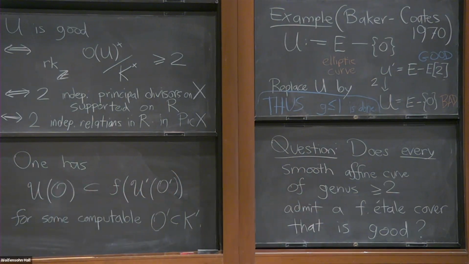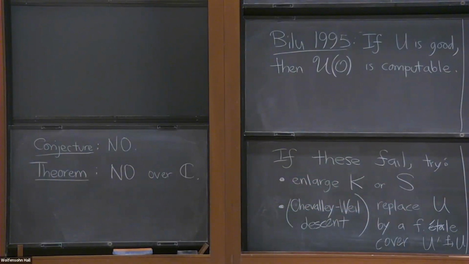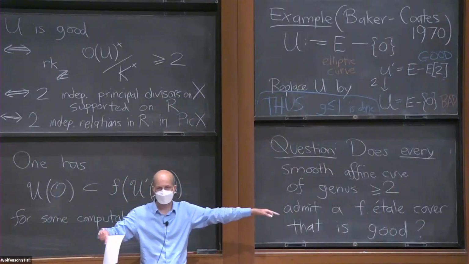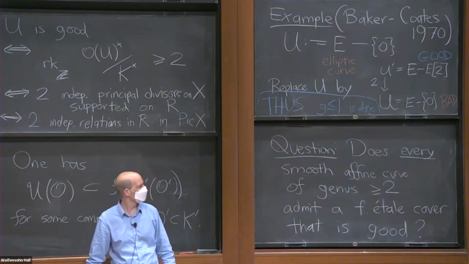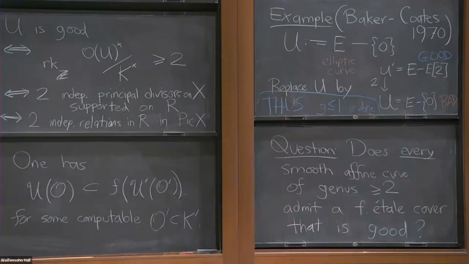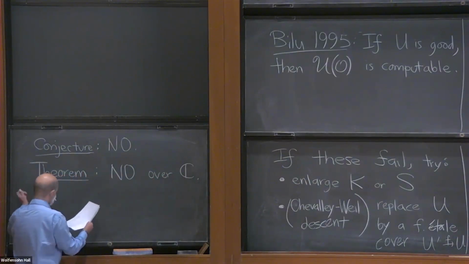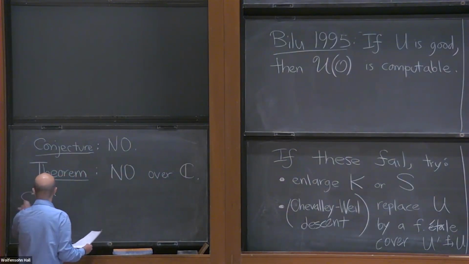And so that means that if this answer is going to be yes, it's going to have to be something crazy like in Bilu's theorem, where the degree of the cover depends on the size of the coefficients. And I don't believe that's going to happen in this case. So that's why we conjecture no. But we don't know for sure. In fact, we've proven no in a stronger sense. So let me state the stronger version of this.